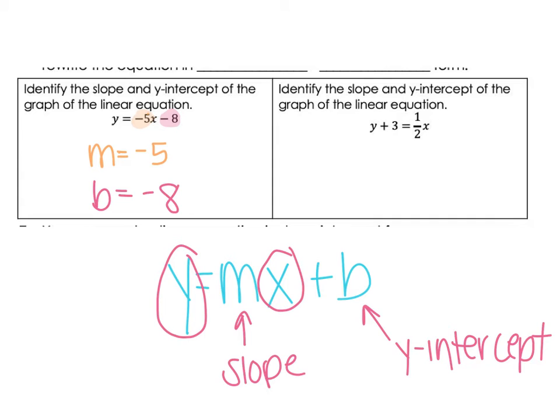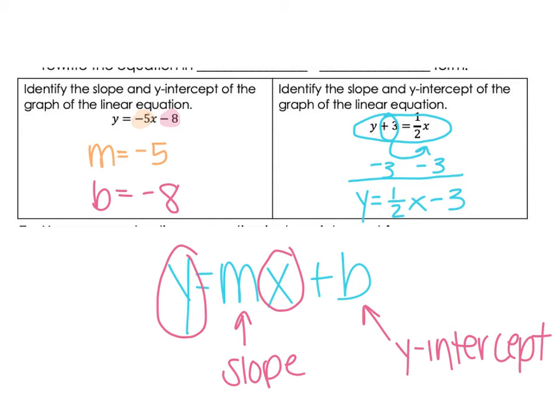Looking at our next example, this equation is not in slope-intercept form. I'm going to get this 3 and move it to the other side by doing inverse operations. You are not expected to know how to do it this year. This is something that you will do next year. So then I'm left with 1/2 x minus 3. So now we have an equation in slope-intercept form.